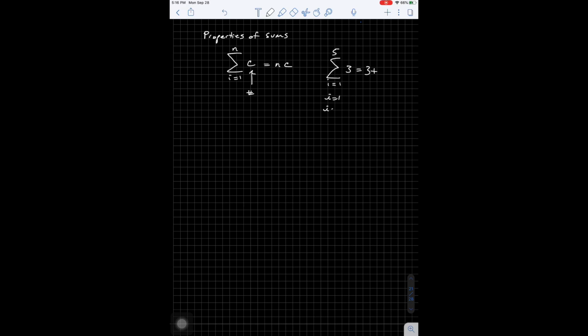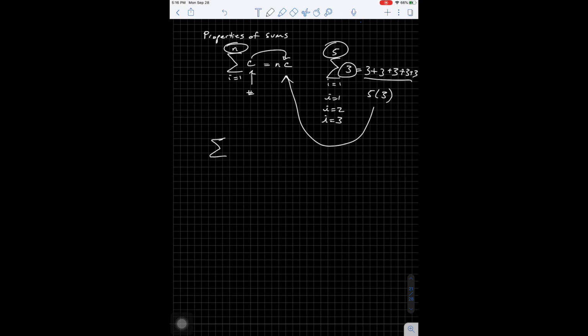Plus, what happens when i equals 2? Oh, it's 3 again. What happens when i is 3? It's 3 again. How many times? 5. So what is this? This is how many terms there are times the 3. That's what's happening here. It's how many terms are there times whatever that number was. Hopefully that makes sense. That's helpful.